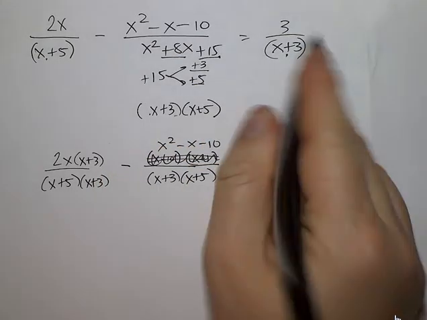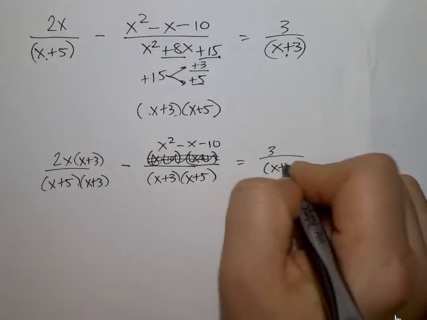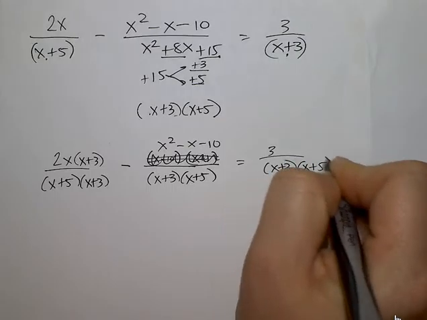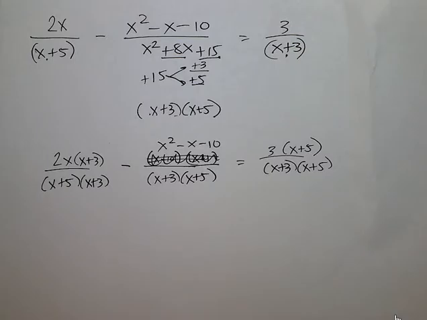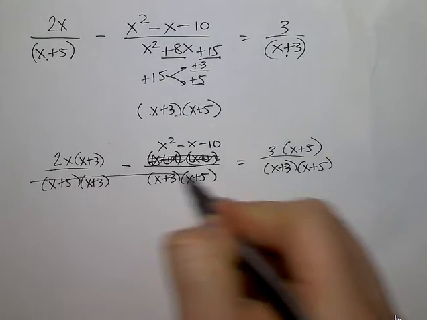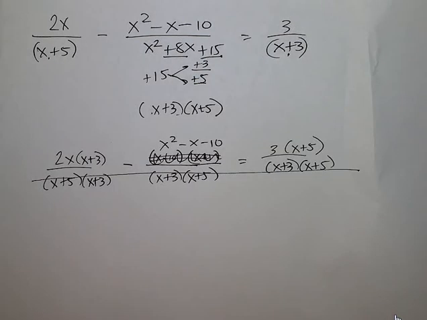And the last fraction contains an x plus 3, but we need to attach an x plus 5. Okay, so all the denominators have x plus 3 and x plus 5. Cancel out the denominators for step number 2. And I'm going to work with the numerator.